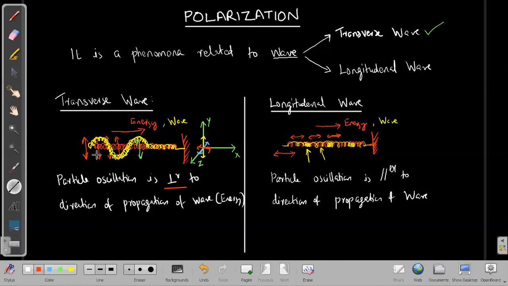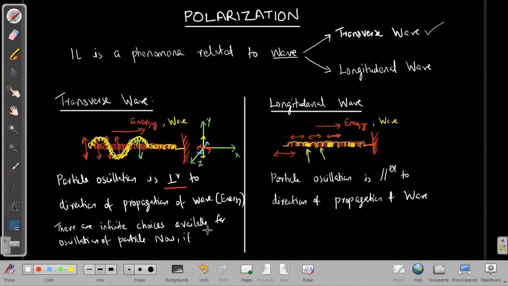Okay, so remember, in case of a transverse wave, there are infinite choices available for the oscillation of particles. Now, if we fix the direction of oscillation, then the wave is called a polarized wave.